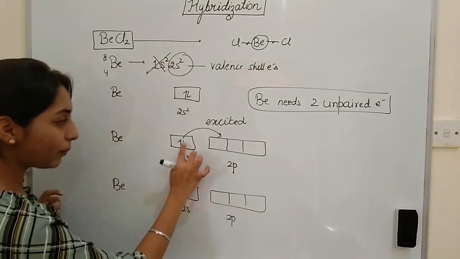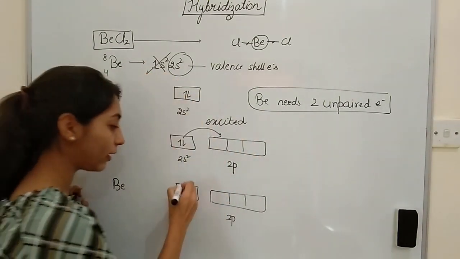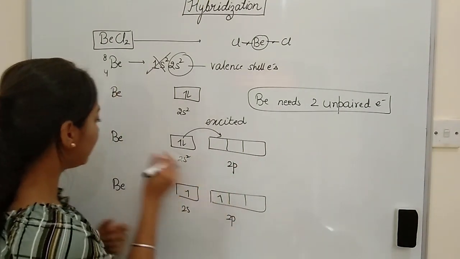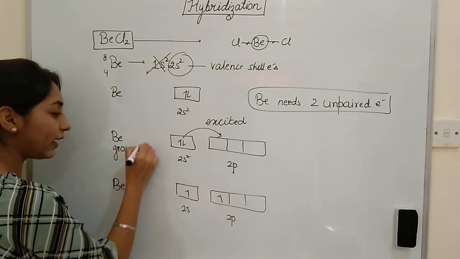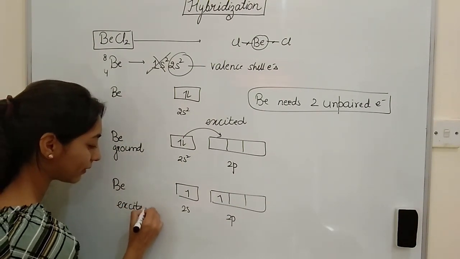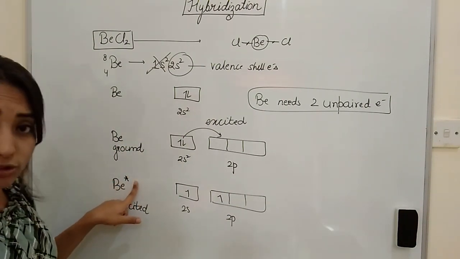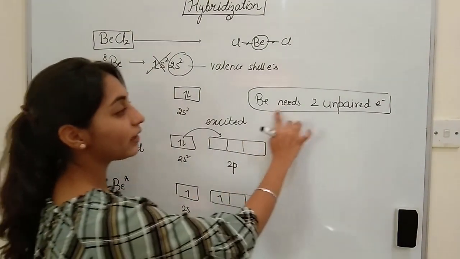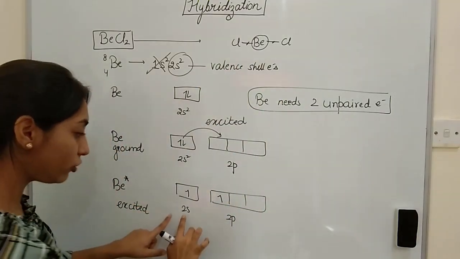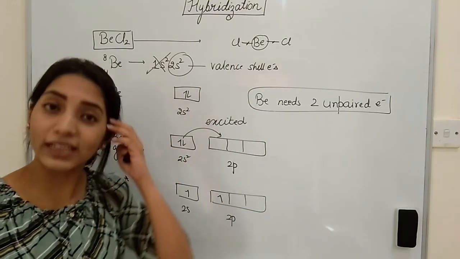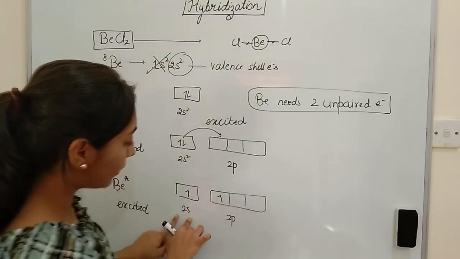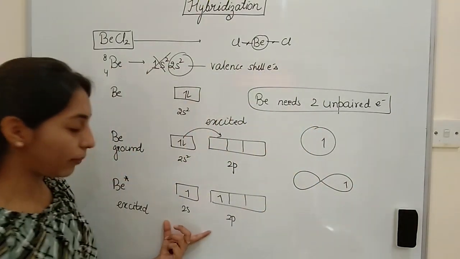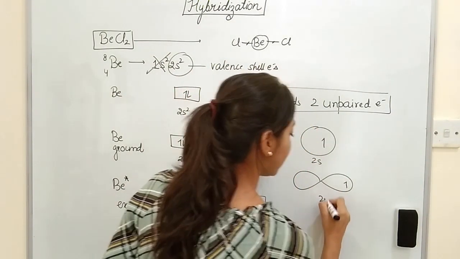So let us say beryllium goes from 2s to 2p. One electron is here, one electron is here. This is not the ground state. This state we call the ground state, and this state will be known as the excited state. We generally put an asterisk to say beryllium is now in the excited state. Now beryllium needs 2 unpaired electrons for bond formation, and yes, it has 2 unpaired electrons. One electron is in the s orbital and the other electron is in the p orbital. Am I right? One is 2s, one is 2p.